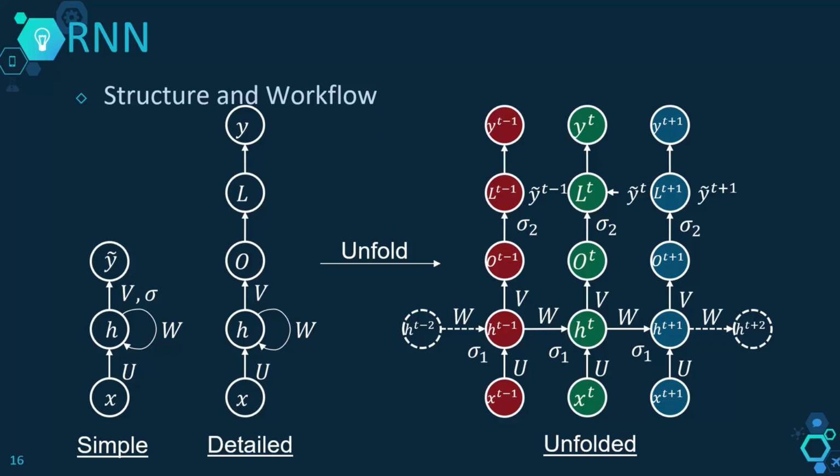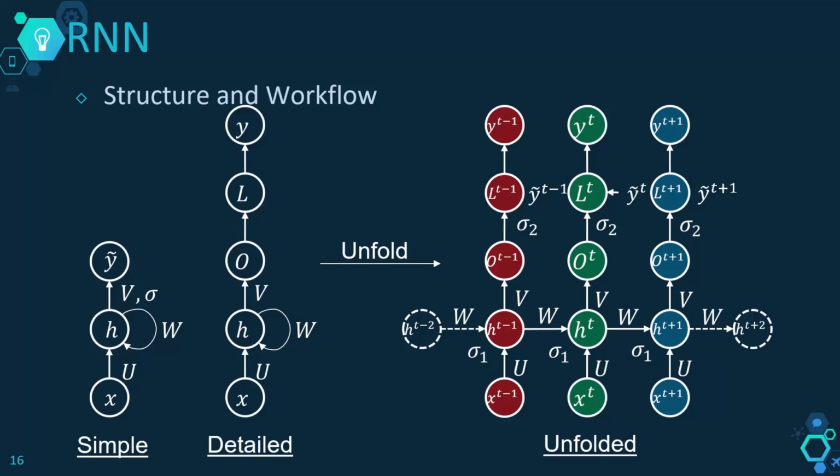Let's say this green one in the middle is the current time step. We call it T. Everything in this step is called XT, HT, OT, LT, and YT. There is the previous step, the red one, and the next step, the blue one. What connects the different steps is the connection between the hidden layer and itself.